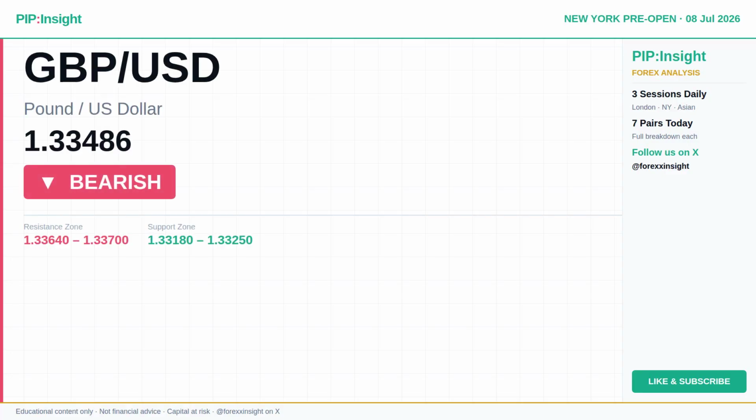Pound dollar. The chart is showing bearish structure on this session. The 4-hour trend is to the downside and the 1-hour is also pointing lower. Resistance is marked between 1.3364 and 1.337. Support is marked between 1.3318 and 1.3325. Here is the full chart breakdown.